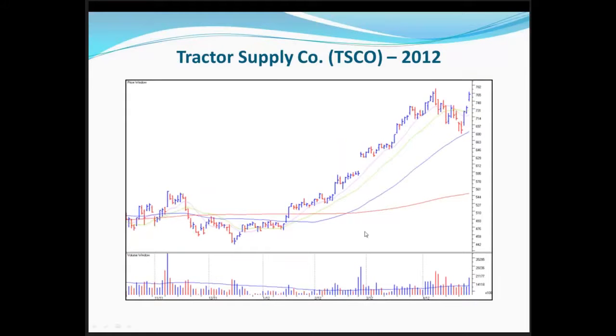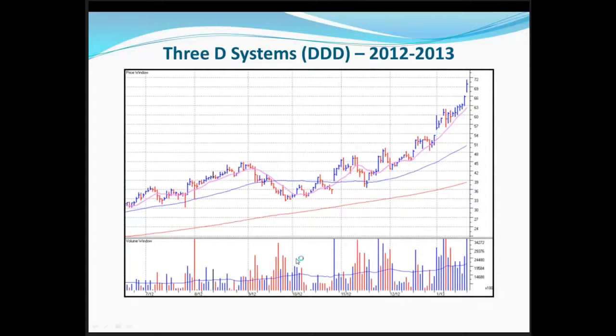Here's Tractor Supply in 2012, had a Buyable Gap up. Tractor Supply, a little bit of a volatile stock, and so a tiny bit of porosity here along the lows, but then continued higher and had a nice move from there.